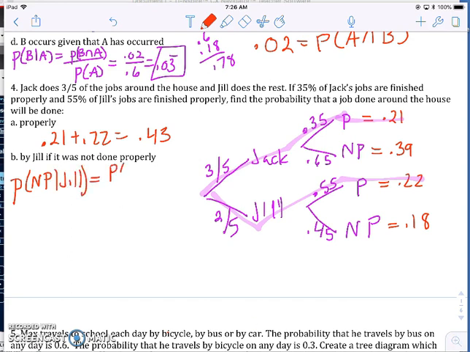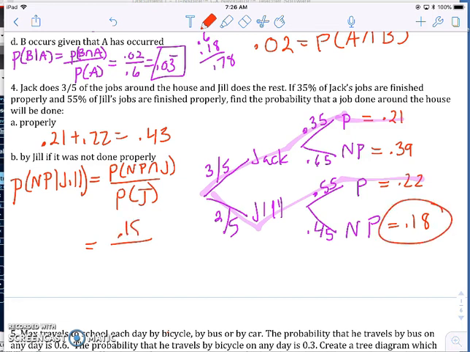So the probability of not proper given Jill is our probability of not proper and Jill over the probability of Jill. So not proper and Jill, that's right down here, so that's 0.18. But the probability of Jill would be those two. Oh, whoops, I think I messed this up. I missed the wording on this one. Sorry about that.